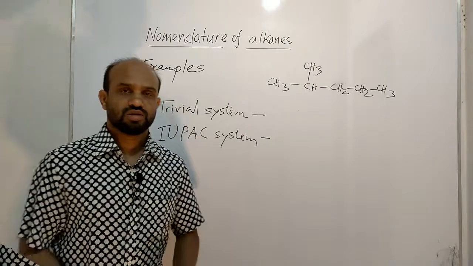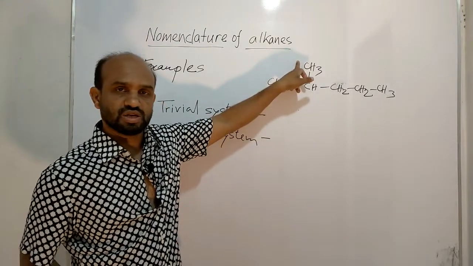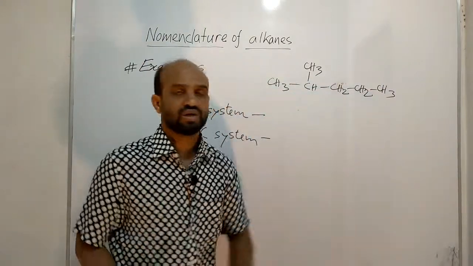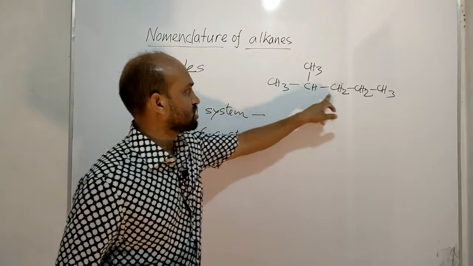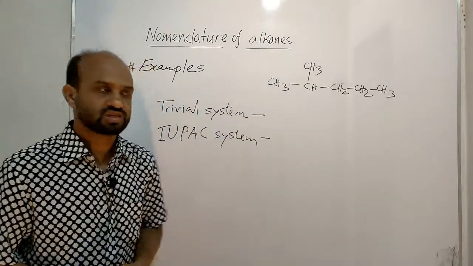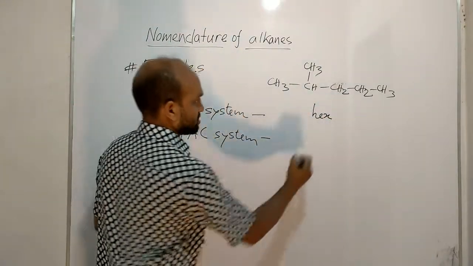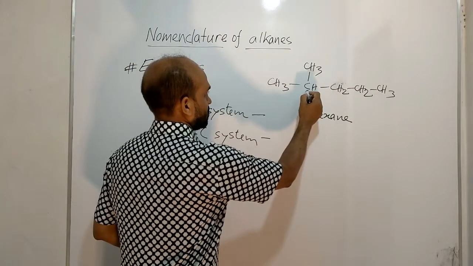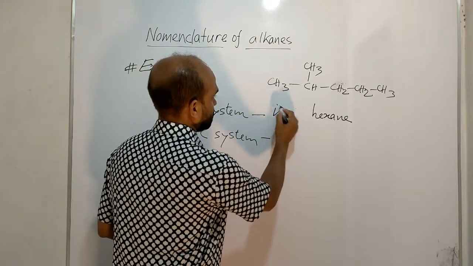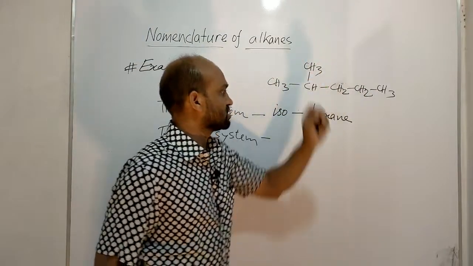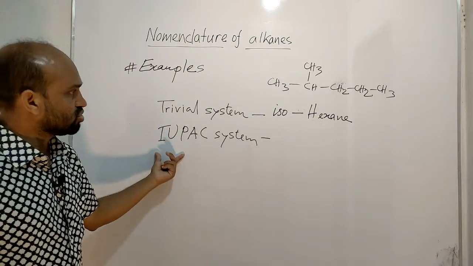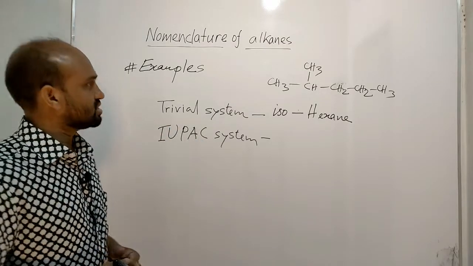Let's see the second example. The compound is now CH3, CH, here there is a branch, CH3, CH3, CH3. In the chain the number of carbon atoms is 5, and the total number of carbon atoms in the compound is 6. According to the trivial system, all the carbon atoms are counted. So here how many carbon atoms? 6 carbon atoms. So it will be hex and the suffix is ane. So hexane, and the second carbon carries 1 methyl group. According to the rules, we can write isohexane, counting all 6 carbon atoms. Here it will be a capital letter. So this is isohexane.